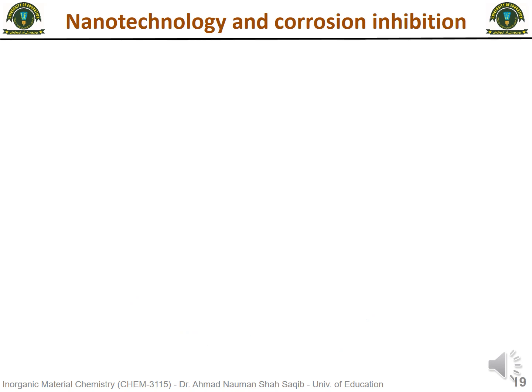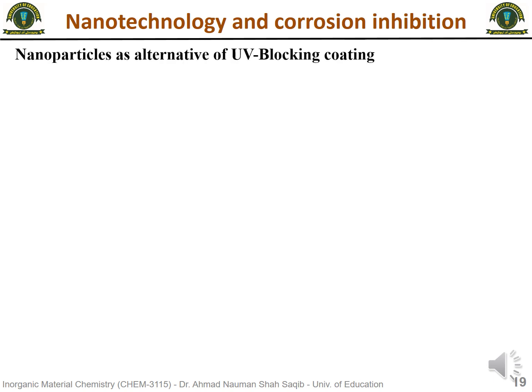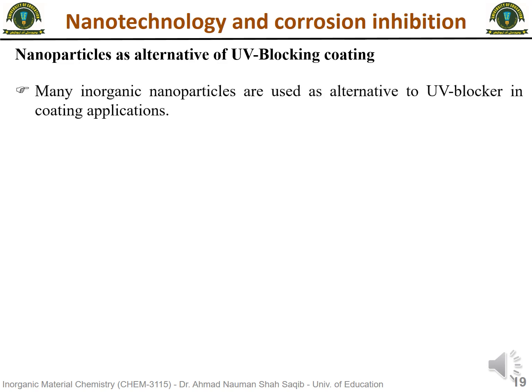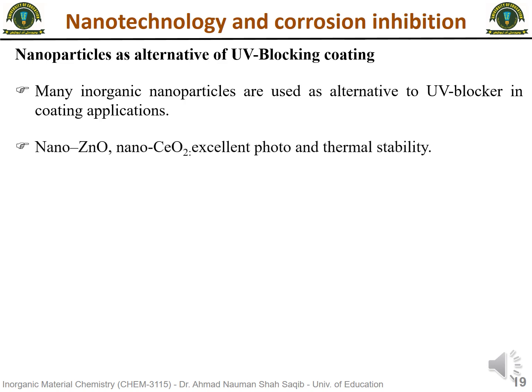But as we discussed in the previous slide, it totally depends on what your application is, where you have to use the material. So if we are using a material outside, where it is exposed to a lot of UV, we can use nanoparticles that act as a UV blocker. In those coatings we can use, for example, nano zinc oxide or cerium oxide. These have very excellent photo and thermal stability.